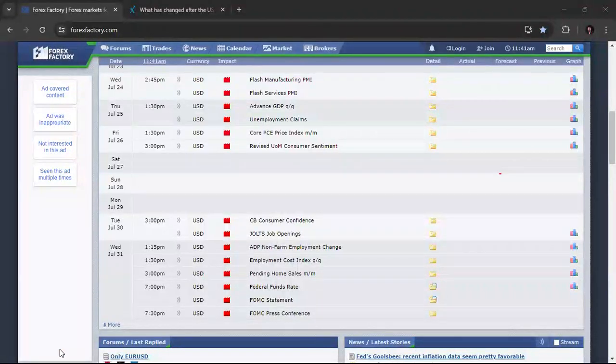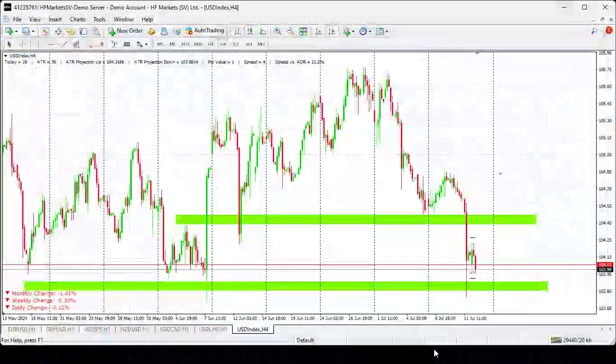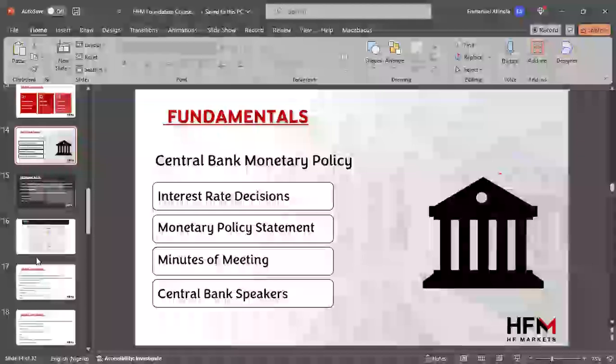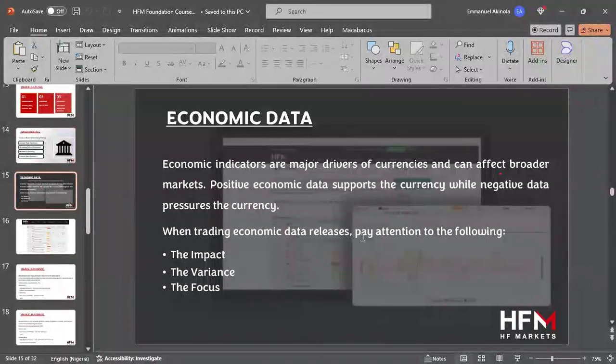But one major thing that we must hold on to, especially considering the US dollar data, is this. Economic data are actually major drivers of currencies and can affect broader markets. It is too important. Positive economic data will support the currency, and negative data would majorly pressure the currency. You have to pay attention to impact, you have to pay attention to variance, and you must also pay attention to the focus.